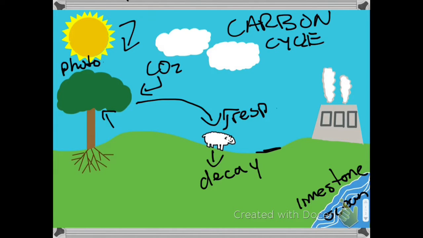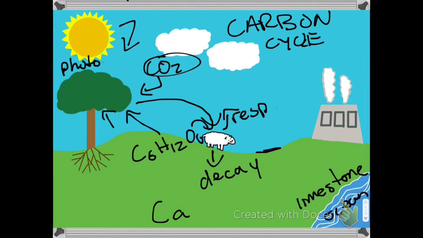For specific carbon findings in different areas, carbon is recognized as CO2 in the atmosphere. It's recognized as C6H12O6 in animals and plants, and then in the soil, it's recognized as CaCO3.